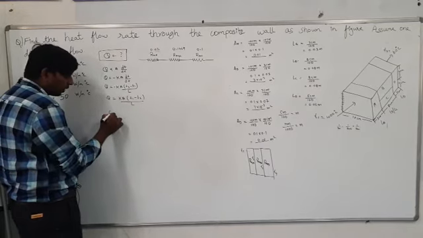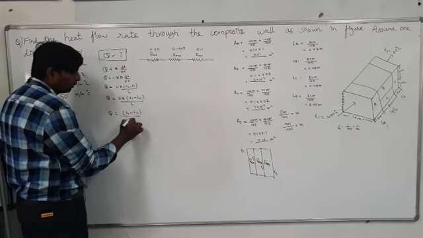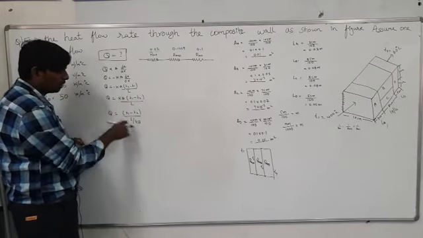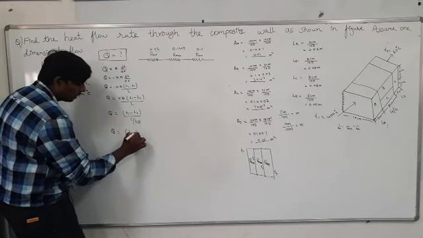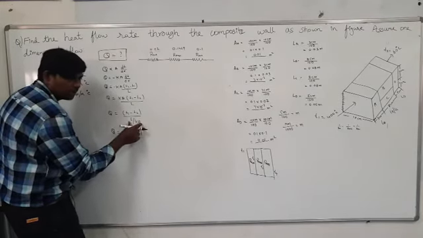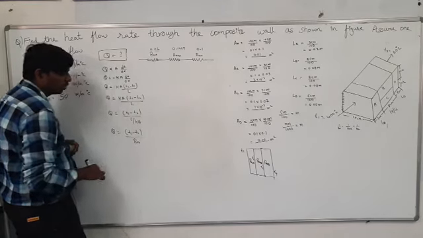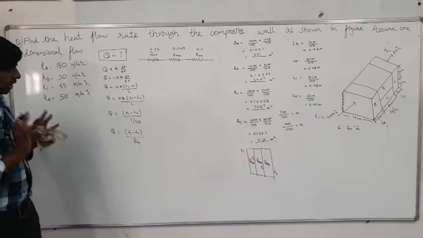After that you have to find out Q only. Q is equal to T1 minus T2 by L by KA. This KA you have to send to the denominator, L by KA. Then Q is equal to T1 minus T2 by, this term can be written as a thermal resistance, RTH. This is the derived formula.